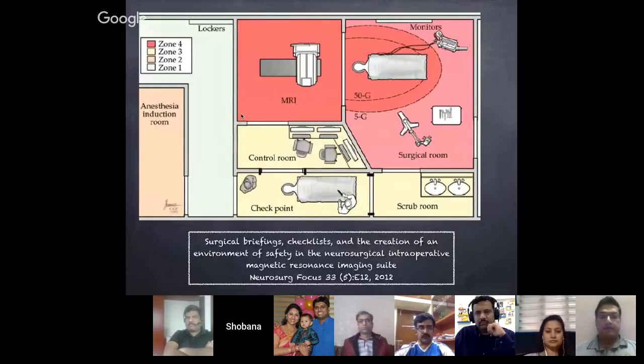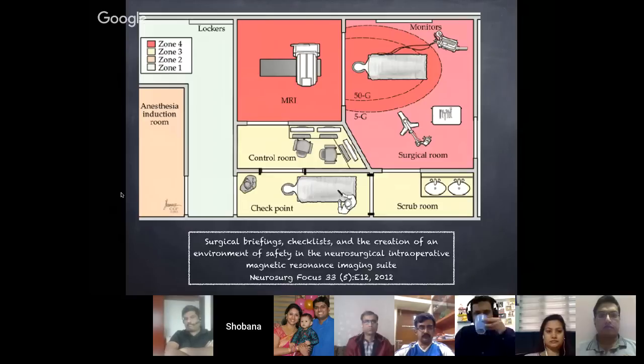I just want to show you the picture of how this surgical suite is laid out. You can commonly divide it into zones 1 to 4. Zone 1 is the zone where everybody can have access, the patient and their family. Zone 2 is the anesthesia induction room, which is this light orange area, if you can see, on the left side of the screen. And this is where the patient is induced.